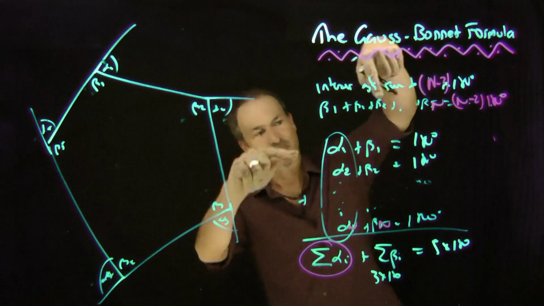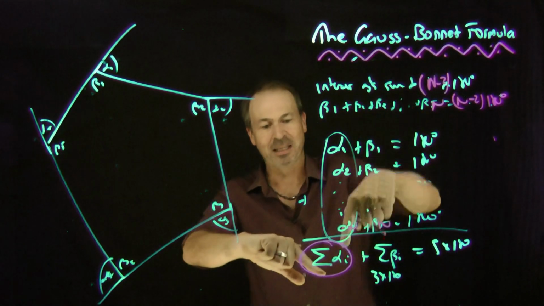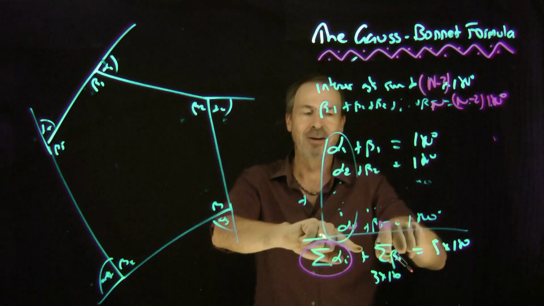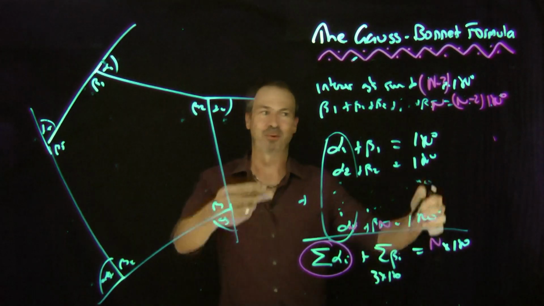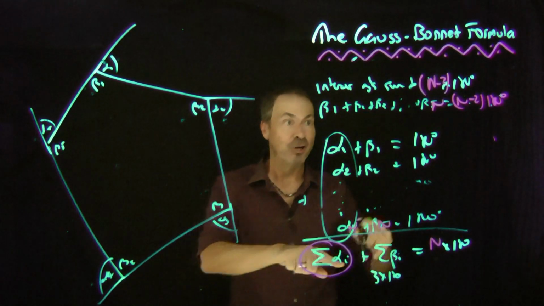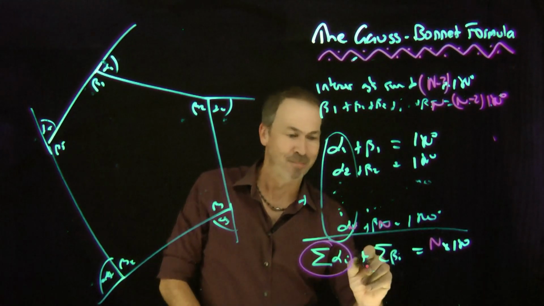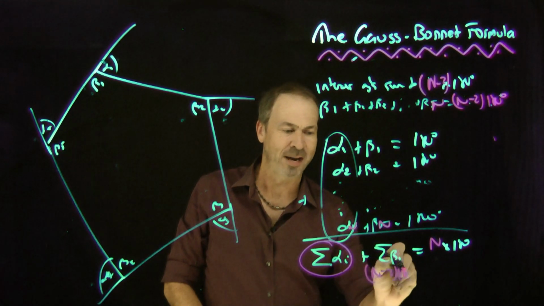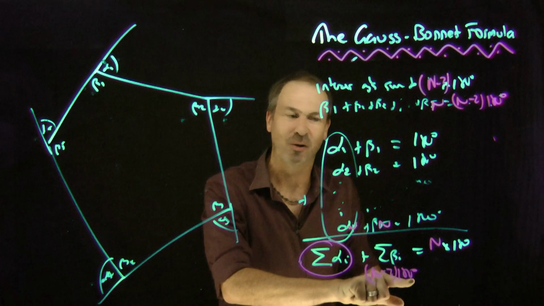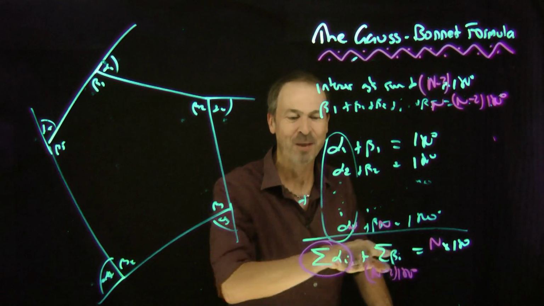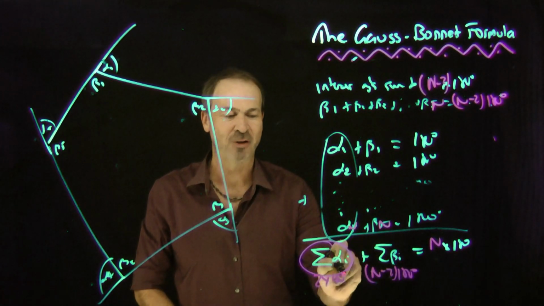Right now, if I add up all these individual equations, the sum of all the exterior angles plus the sum of all the interior angles would be n copies of 180 degrees, because I'm doing this in an n-sided shape now. But I know the interior angles actually add up to (n minus 2) times 180 degrees. So something plus (n minus 2) 180 degrees adds up to n times 180 degrees. This must be 2 times 180 degrees.